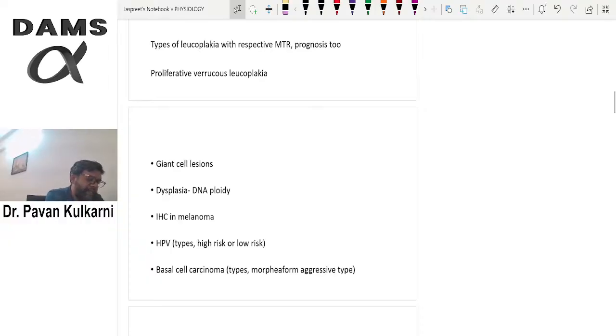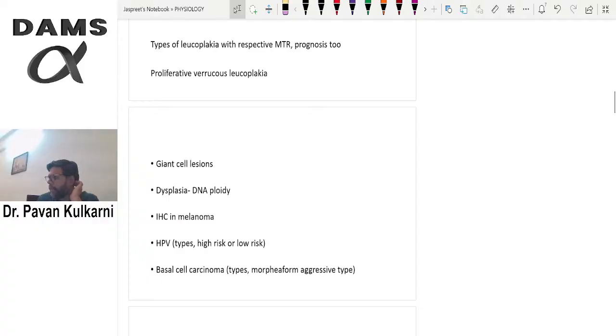very commonly asked. Now, what are the various giant cell lesions? You are supposed to know what all giant cell lesions there will be. Like what giant cell lesions are associated with the head and neck, like aneurysmal bone cyst, fibro-osseous lesions, and various other lesions, hyperparathyroidism. Okay, all those questions, there is central giant cell granuloma, peripheral giant cell granuloma, all those questions will be asked. Then a question is asked on even dysplasia and ploidy.